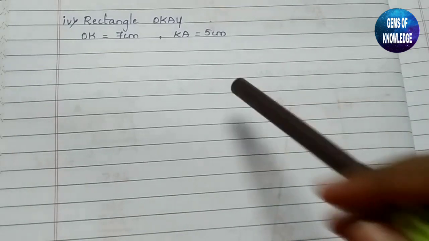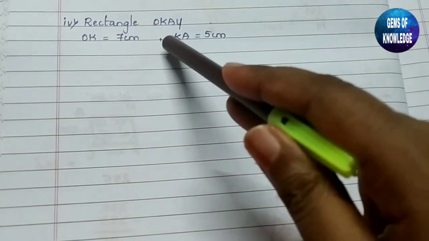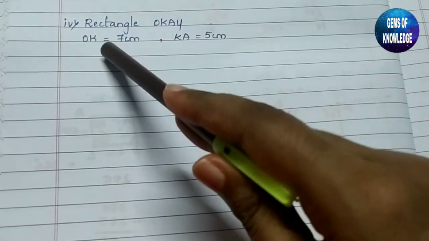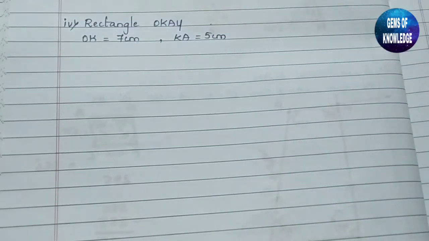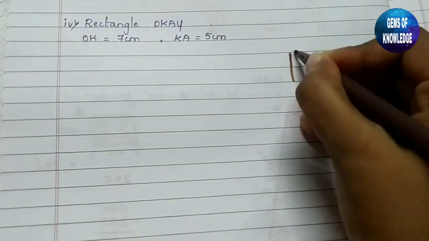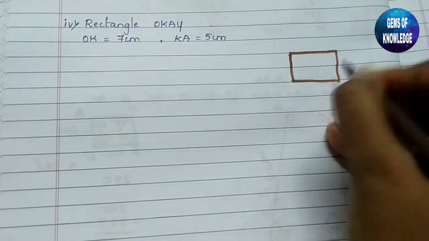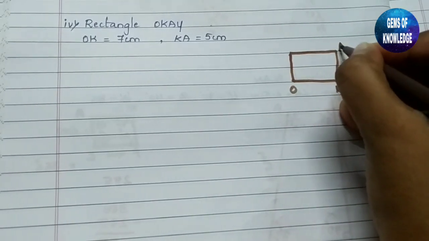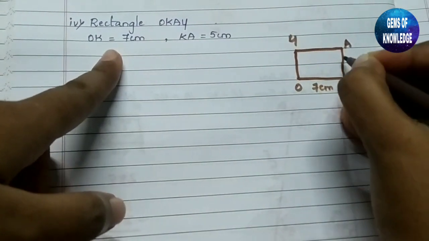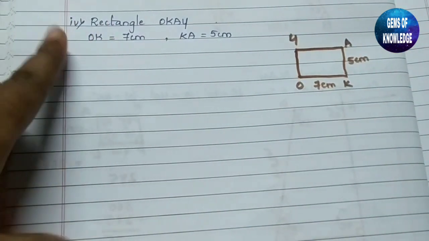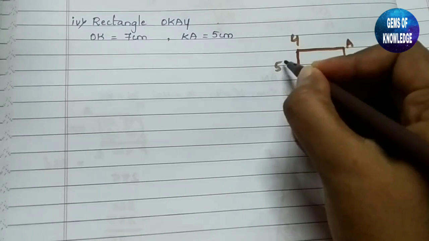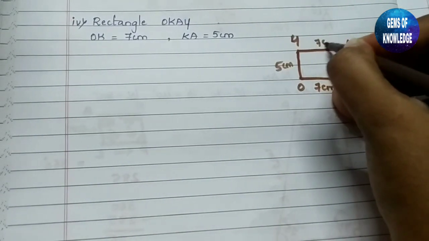So the last one here, you can see it has been given as rectangle OKAY. Here only the centimeters have been given, but there are no angle measurements. So let us draw the rough diagram here. This is nothing but your rectangle OKAY, where OK will be of 7 centimeter and KA will be of 5 centimeter. According to the properties of the rectangle, opposite sides will be equal. So this will also be 5 centimeter and this will also be 7 centimeter.